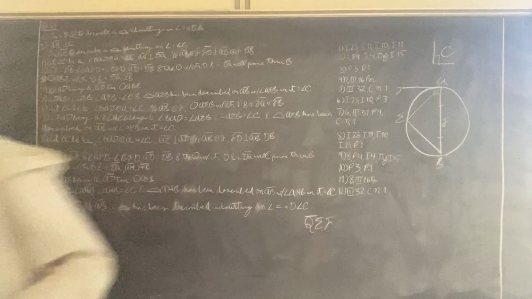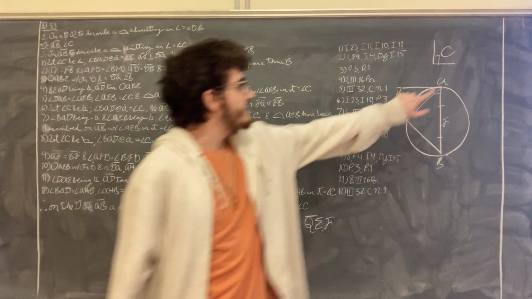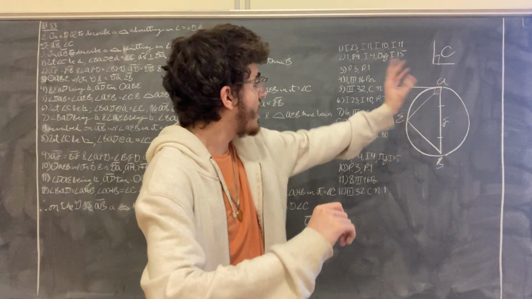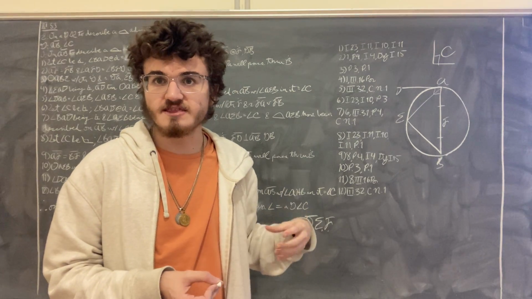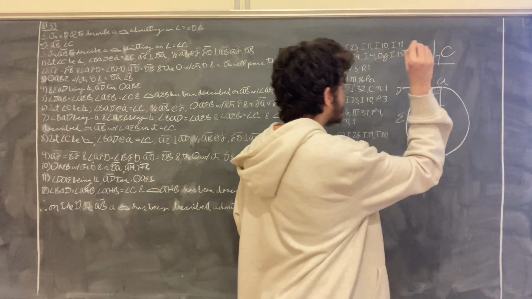So I'm going to turn the lights back on. There we go. Okay, so this segment here, AEB, is a semicircle because it's cut off by a diameter. And we know, again, by proposition 3.31 that the angle in a semicircle is a right angle. This angle AEB is also a right angle.